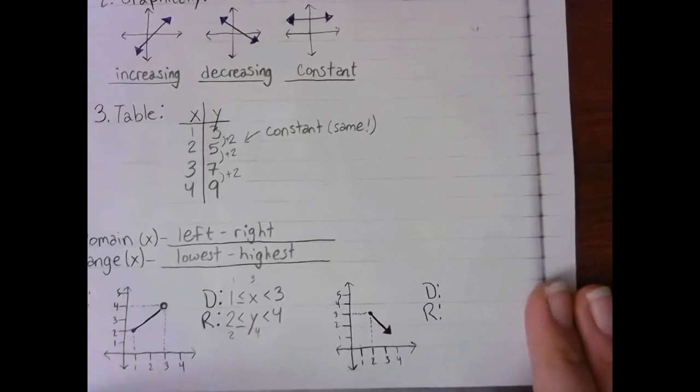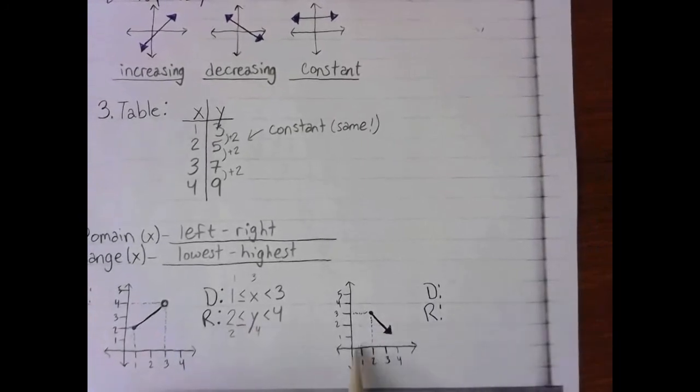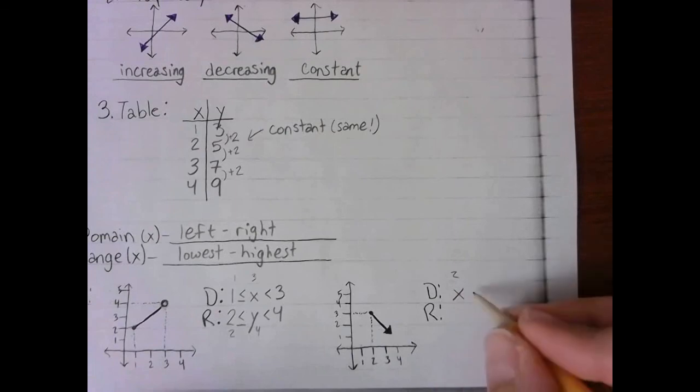Alright, it's going to be a little different with a ray. We'll see what I mean. Alright, so let's look at our x's. So looking at our domain, well, the smallest number is 2. But our biggest number, it goes on and on forever and ever. So we don't have a biggest number. So what we're really going to say is x has to be greater than or equal to 2.